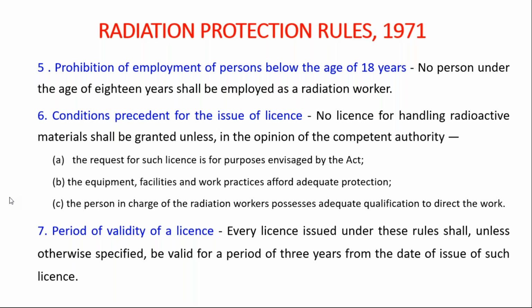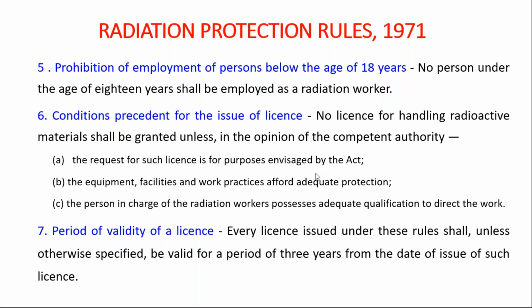Then rule number 5 is related to the prohibition of employment of persons below the age of 18 years. We have already known that if the age is less than 18 years, then the person or the worker is not allowed to do these radioactive activities. Then rule number 6 is related to the conditions precedent for the issue of license.